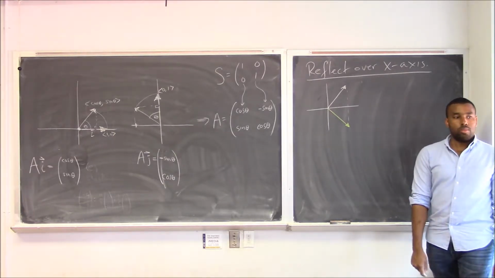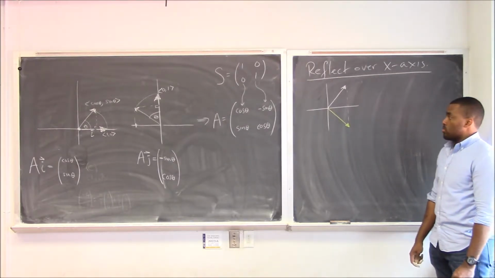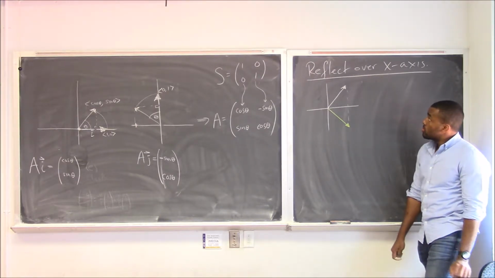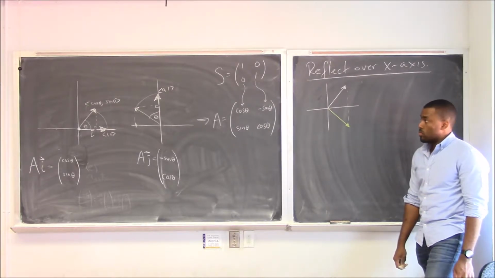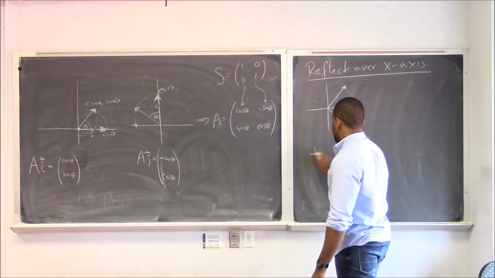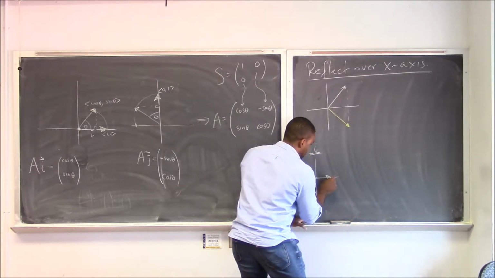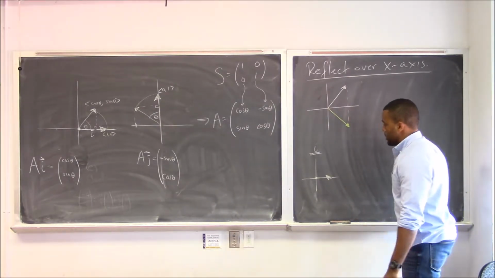How would we figure that out? We look at what we did to see how our basis changed. Okay, so let's look at the i. What would happen to i? Okay, so my i is right here. Reflect over the x-axis. What will happen to that guy?